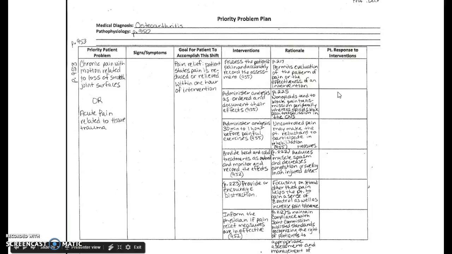Flip back to 955, so hopefully you have something in place there, and go down a few more sentences. It's about the 7th line down. It says, administer analgesics as ordered and document their effects. So that's my second intervention right here. And then to find a really good rationale, again, I went back to the chapter on pain management, page 225.